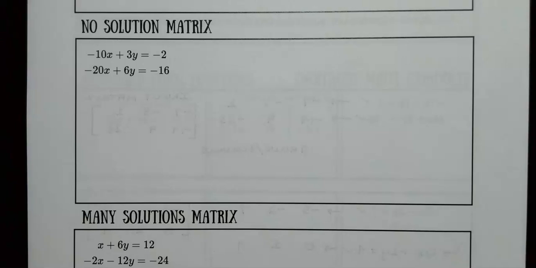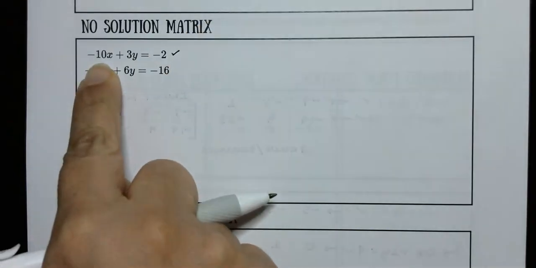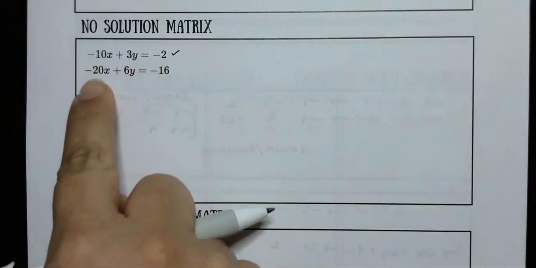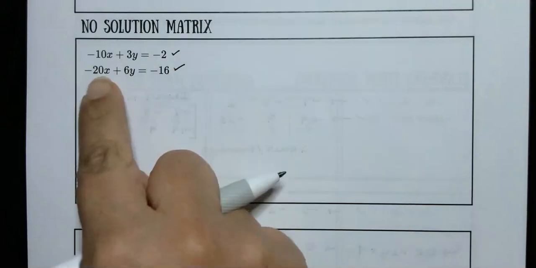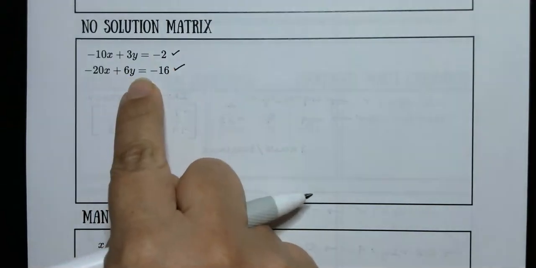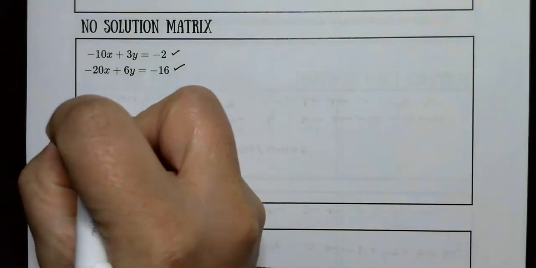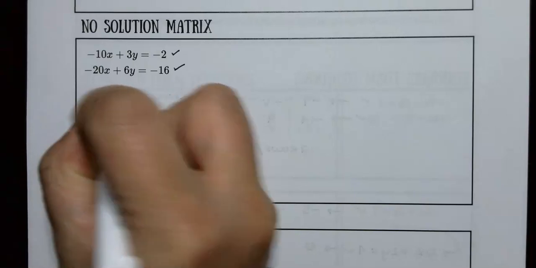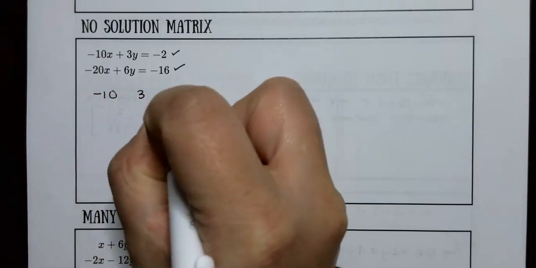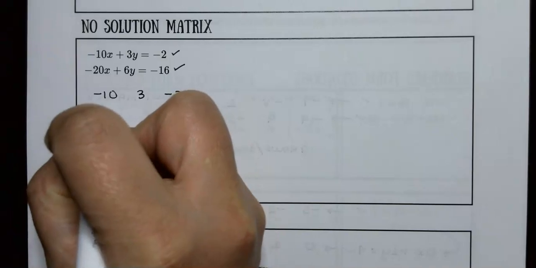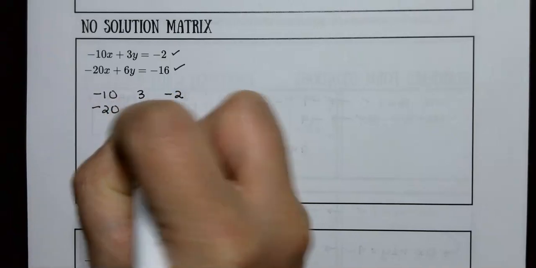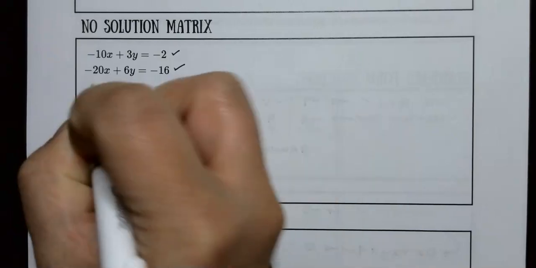So we can also see that both equations are already in standard form. So this one's in standard form because we have x, y, equal sign, constant. Second one is in standard form because of the same thing, x, y, equal sign, constant. So let's go ahead and write in our input matrix. I'm not going to label it anymore, but I'm just going to write the numbers in order. So -10, 3, -2. Then we're going to say -20, 6, -16.